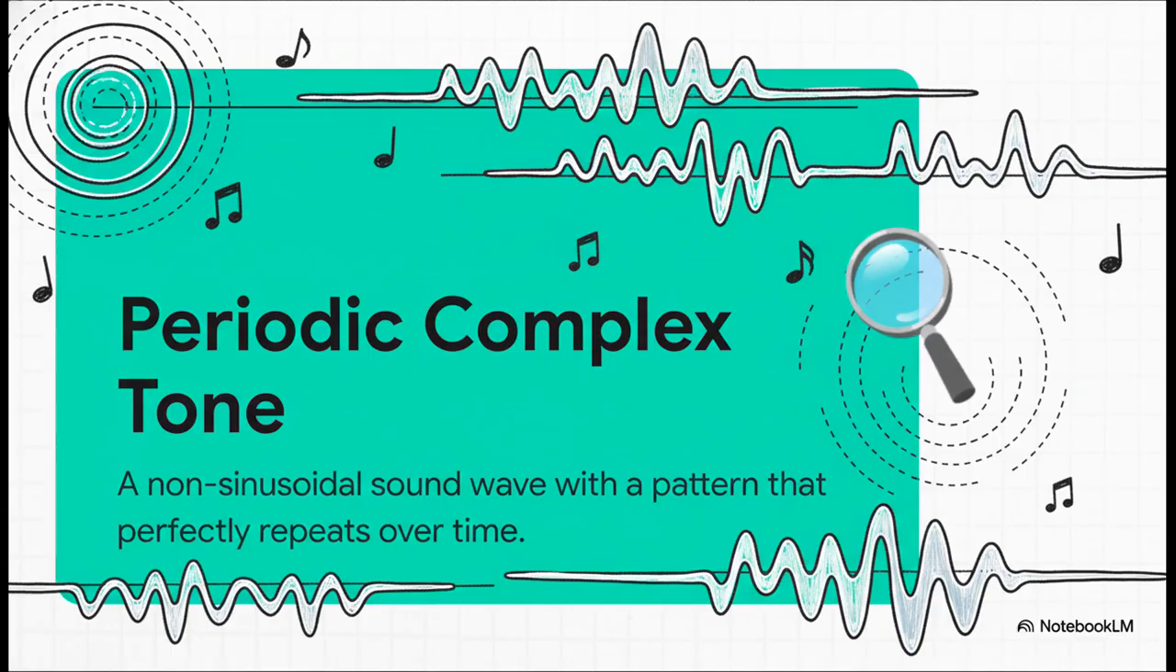The key word here is periodic. That means that even if the sound wave has this really wild, complicated shape, that exact same shape repeats itself perfectly over and over and over again. It's like a stamp. And that repetition, that's what our brain hears as a musical note.